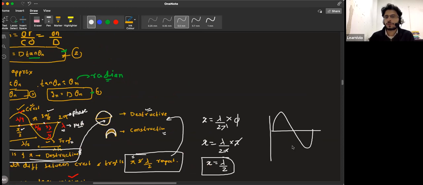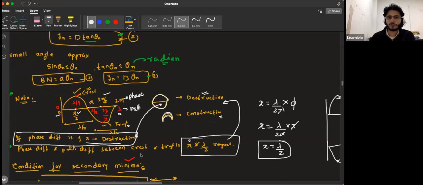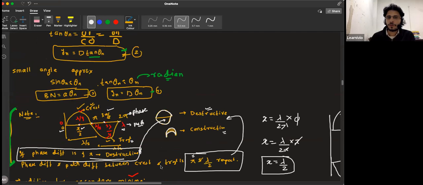If this is one wave, another wave which has a phase difference of exactly pi will look like this. So this wave and this wave will cancel each other. Similarly, this wave and this wave will cancel each other. So first note down this thing. No need to draw this whole diagram. We have discussed these things in interference. Just note down: if phase difference is pi, then destructive. Phase difference of pi means path difference is lambda by 2.